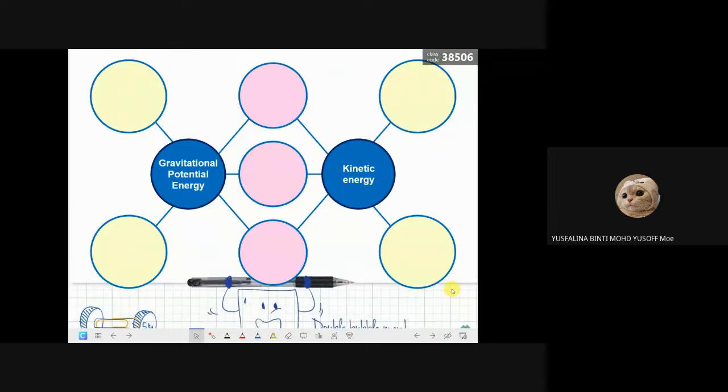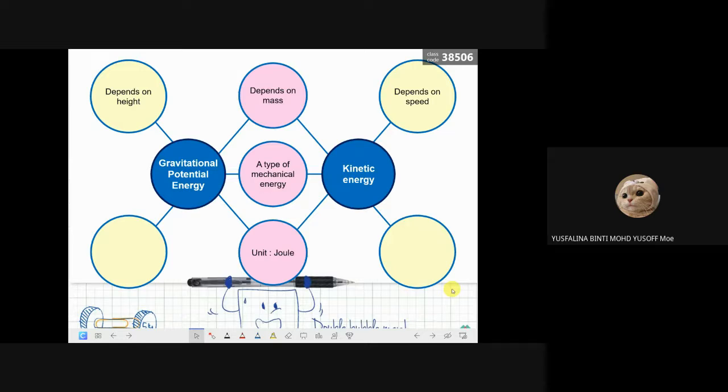So let's compare the gravitational potential energy and also kinetic energy. The gravitational potential energy depends on mass, and it's a type of mechanical energy. And the unit is joule. So these are the similarities between the gravitational potential energy and also kinetic energy.